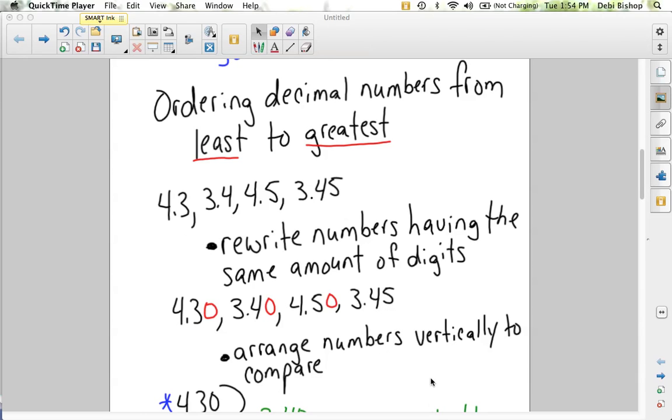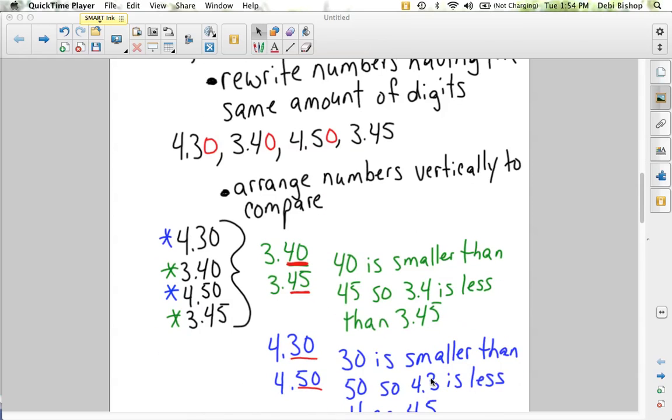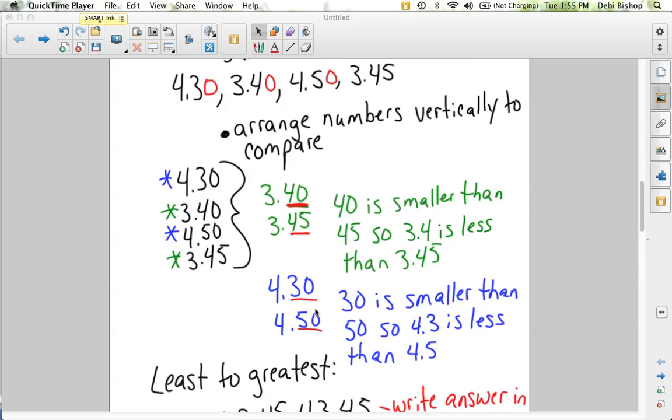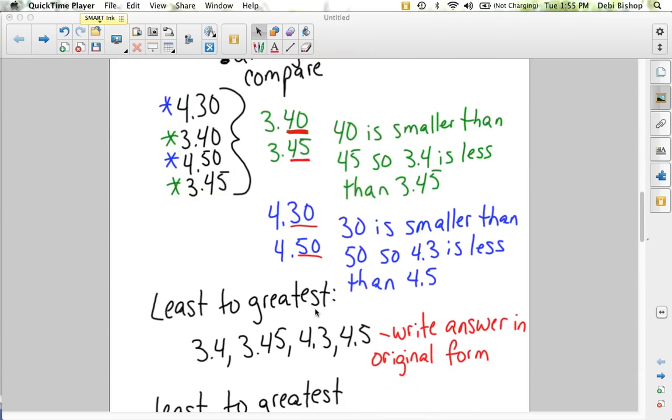Then I arrange the numbers vertically because it's easier to compare. So if you look here and I write it vertically, then you can see that you have 4s and 3s. So I pull out both of my 3s and I rearrange them as 3 and 40 hundredths and 3 and 45 hundredths. Now you just compare your decimal places. So you can see here 40 is smaller than 45, so 3 and 4 tenths is less than 3 and 45 hundredths.